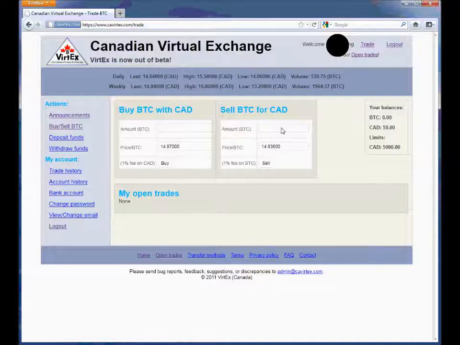And if I wanted to sell Bitcoins right now, I wouldn't get $14.97 for them. I would only get $14.83.6. The difference between this value here and this value is called the spread.